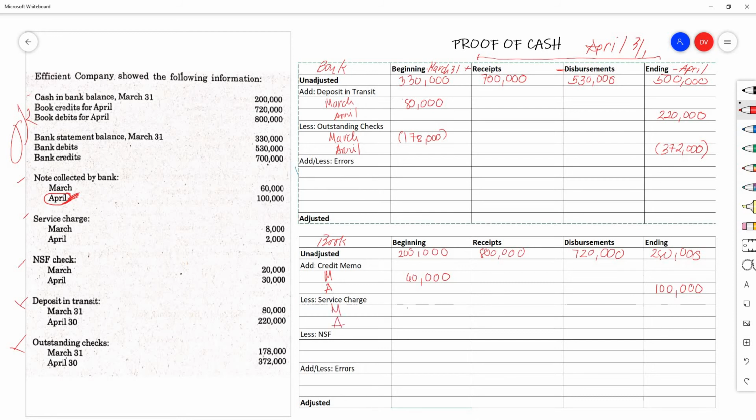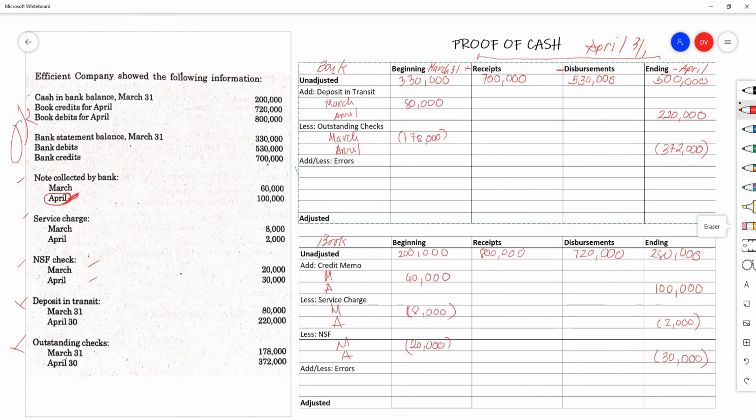Service charge, okay. March and April. Service charge, bawas yan. So, minus 8,000. Okay? And then sa April, minus 2,000. NSF. So, March and April. So, consequently, wala na naman tayong error. So, swerte tayo. March is minus 20,000. And then, April is minus 30,000.